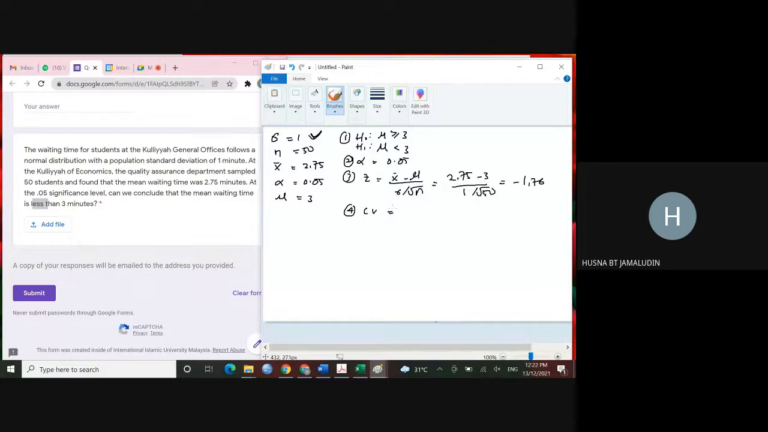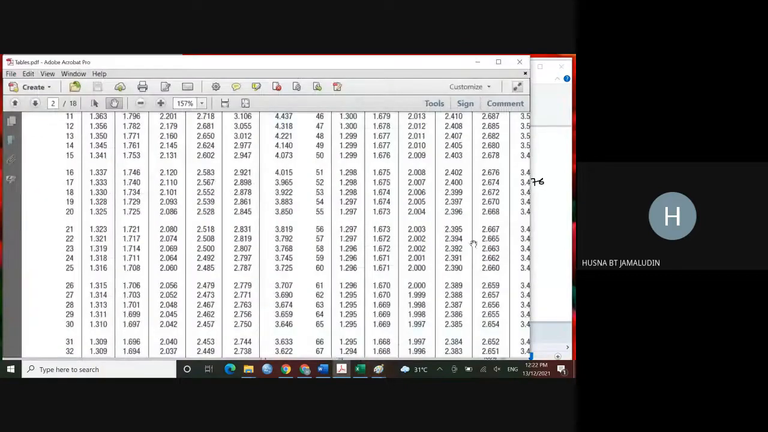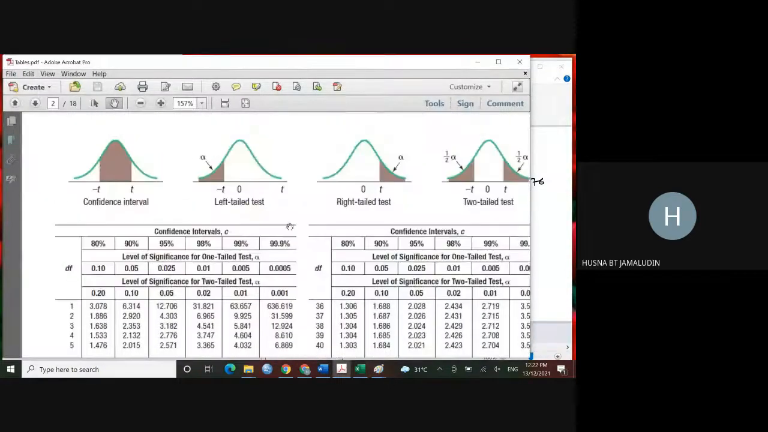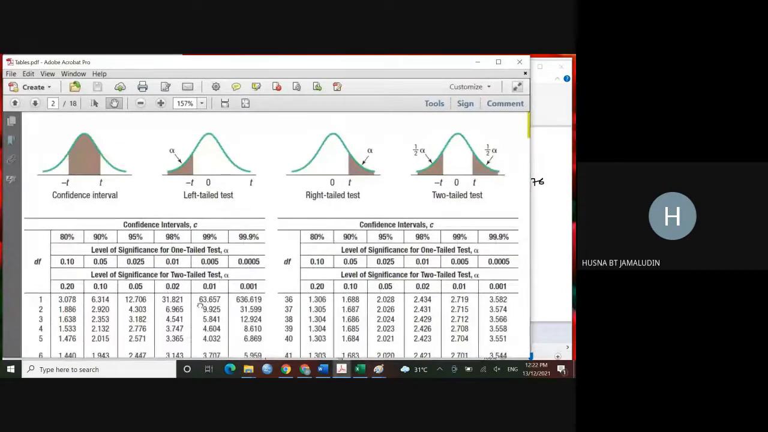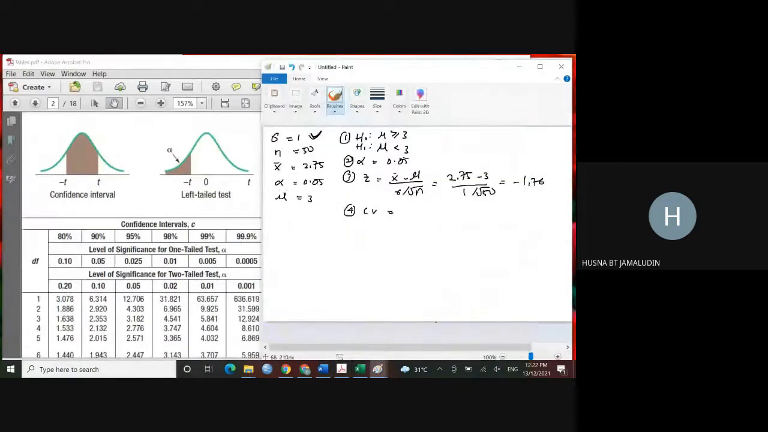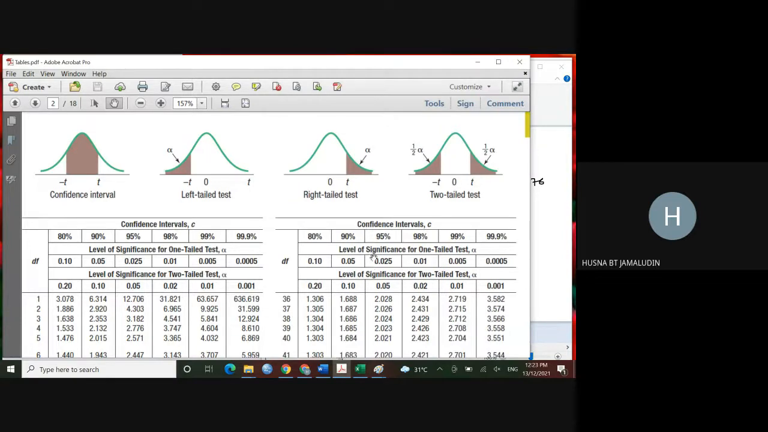So how to find the CV? Let's find it together. So this is your T table, right? Okay. So we are using Z, isn't it? We are using the Z because we have the sigma. So you have to decide whether it is one tail or two tail. So this is the examples of one tail, right? So the alpha is 0.05. So now we have significance level one tail, alpha 0.05.